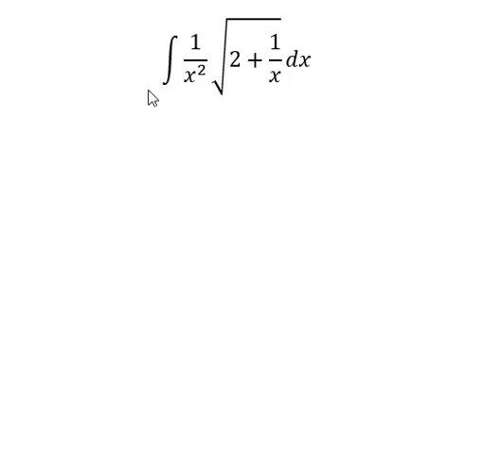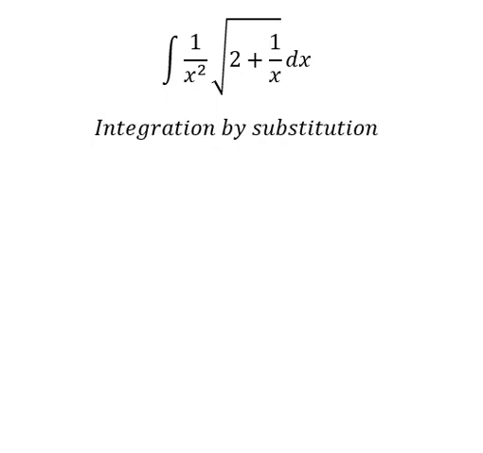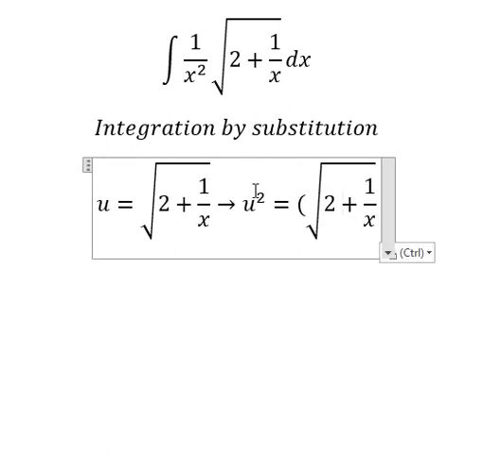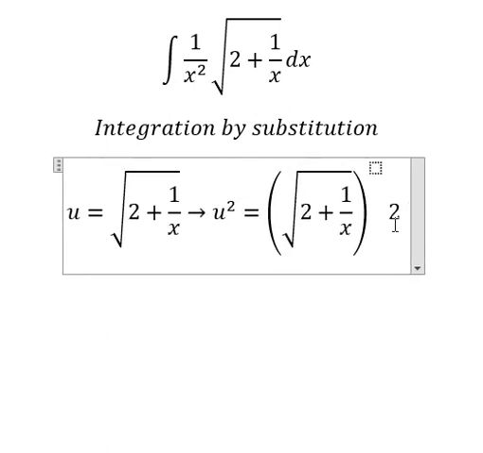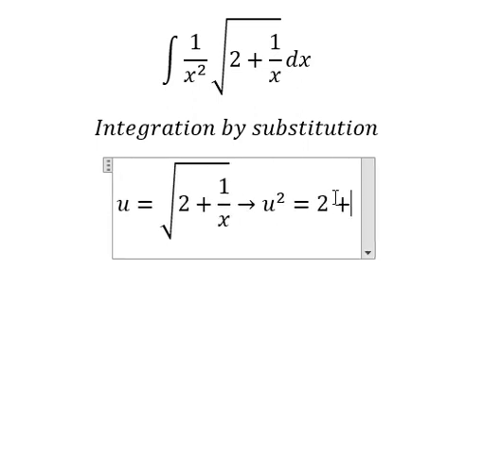So today I want to talk about integration. Now I want to show you how to answer. We can solve this integration by substitution. So I will put u equals to this one. Later, we square both sides to cancel the square root. And this one we have 2 plus 1 over x.